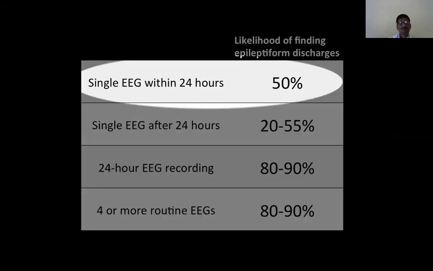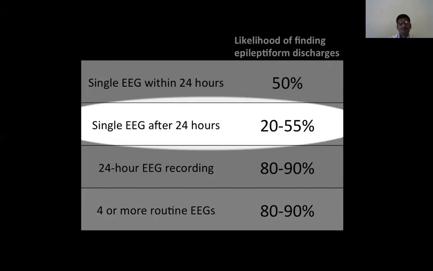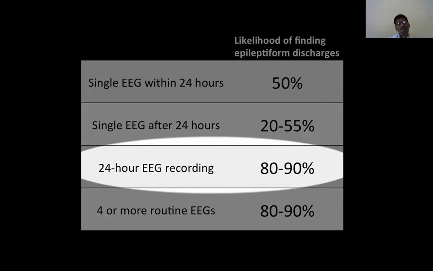It is useful to think about the diagnostic yield of EEG. In studies of patients with epilepsy, the likelihood of finding an epileptiform discharge, either focal or generalized, in a single EEG within 24 hours of a first seizure is about 50%. If the EEG is done more than 24 hours after the first seizure, the likelihood might drop somewhat. This means that half or even more than half of patients with epilepsy might have a normal routine EEG. On prolonged 24-hour EEG recording, the likelihood of picking up some epileptiform discharges is much higher, in the range of 80 to 90%.